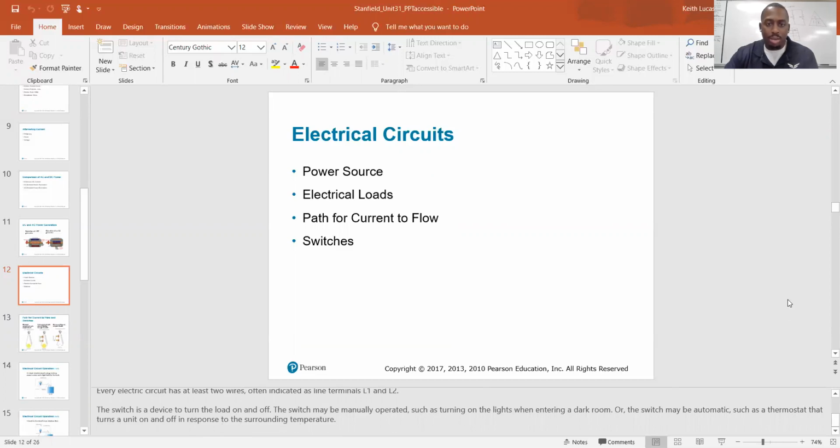The switch may be manually operated, such as turning on the light switch when entering a dark room, or the switch may be automatic, such as a thermostat that turns the unit on and off in response to the surrounding temperature. So going back to the vacuum example, the switch would be on the vacuum. A lot of times it's something you push with your foot, down towards the bottom, or sometimes it's just a little switch on the back. But those are the four basic components that you need for a complete electric circuit.